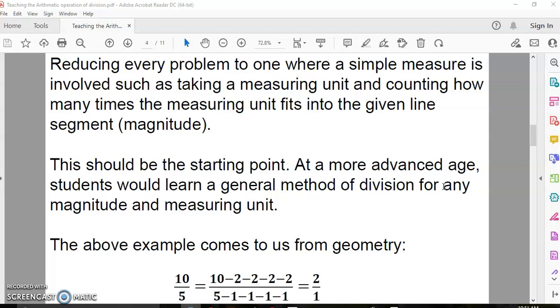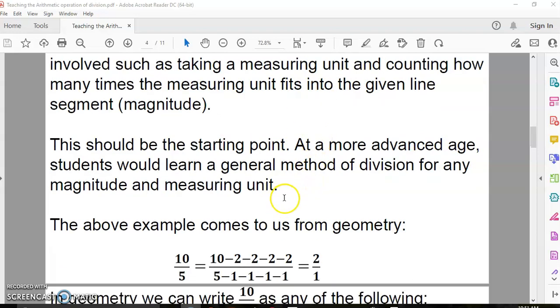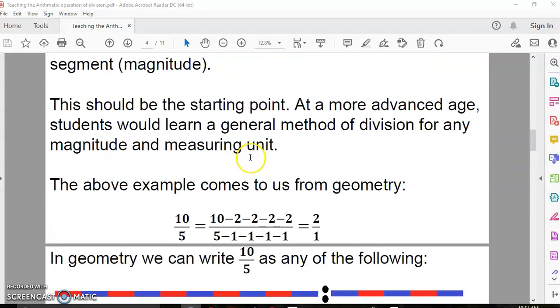So this should be the starting point, but at a slightly more advanced age, students could learn a general method of division for any magnitude measuring unit, and this can only be done once they've learned geometry, for example, the geometry of similar triangles, etc.